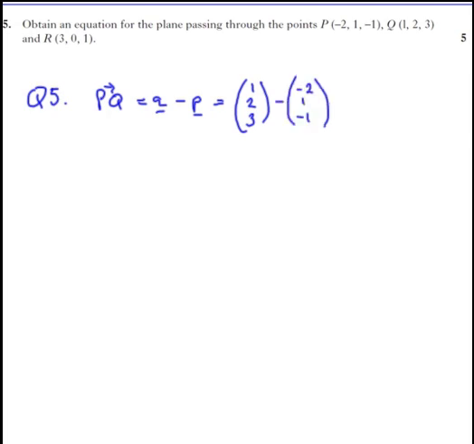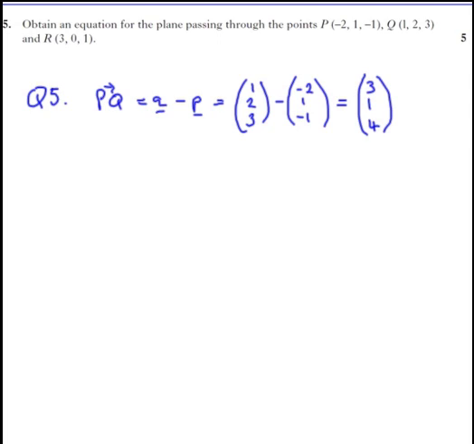We're asked to find the equation of the plane passing through these 3 points. First thing we do is find any two vectors lying on the plane. So we could find first of all PQ. Now PQ will be given by position vector Q minus position vector P. Position vector of Q is (1, 2, 3), so that's (1, 2, 3) minus position vector P, (minus 2, 1, minus 1). So this gives us (3, 1, 4). So this is one vector lying on the plane.